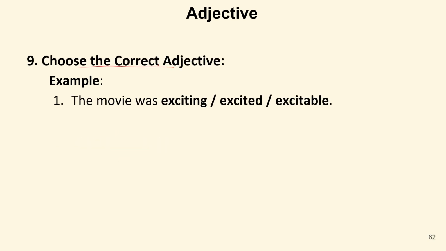Choose the correct adjective. In this type of question, the movie was, now how was the movie? Was it exciting, excited, or excitable? Excited is used for a person who is very excited. But the movie was exciting. So it should be exciting over here.